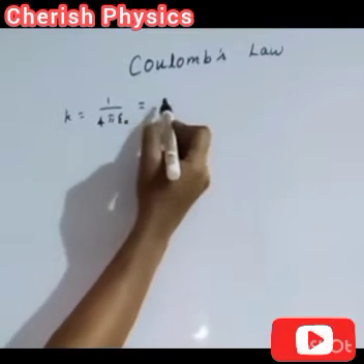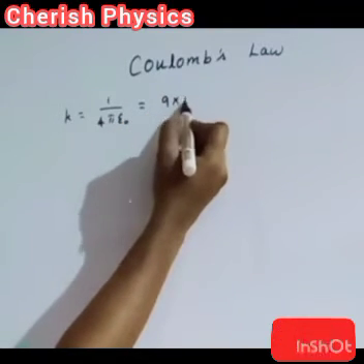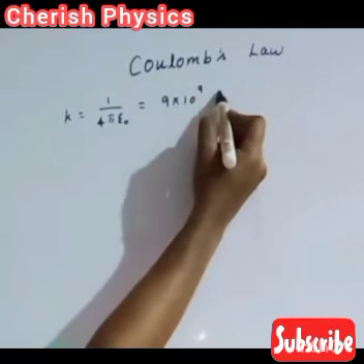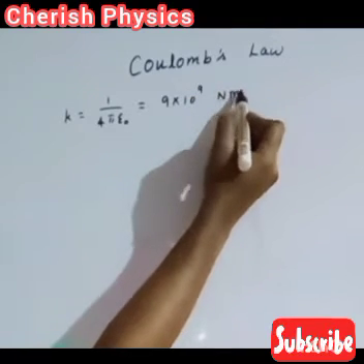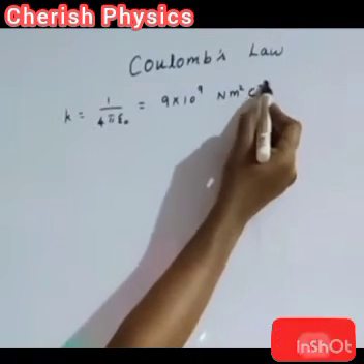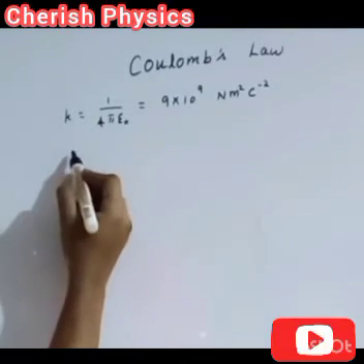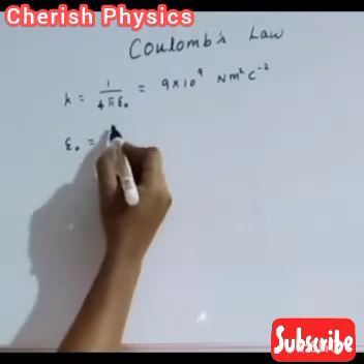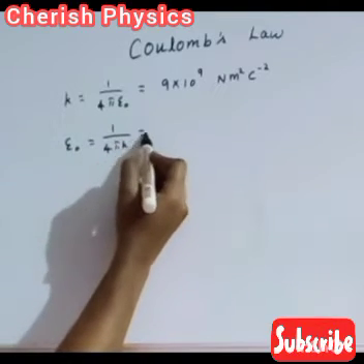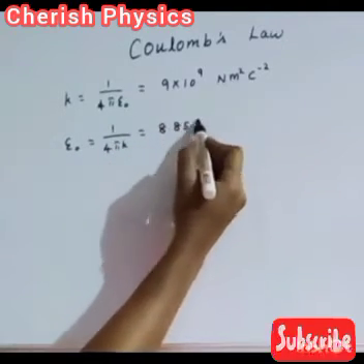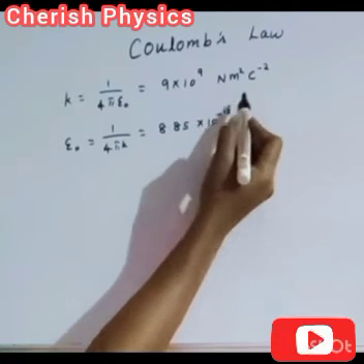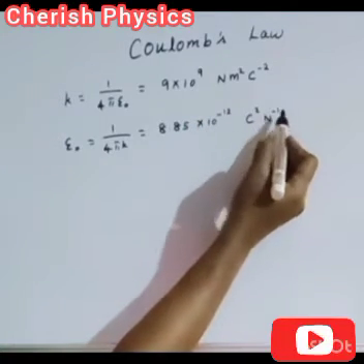In SI units, K is equal to 1 by 4 pi epsilon naught, which is equal to 9 into 10 power 9 Newton meter squared Coulomb minus 2. Epsilon naught is the permittivity of free space or vacuum, which is equal to 1 by 4 pi K, which is equal to 8.85 into 10 power minus 12 C squared N minus 1 m minus 2.